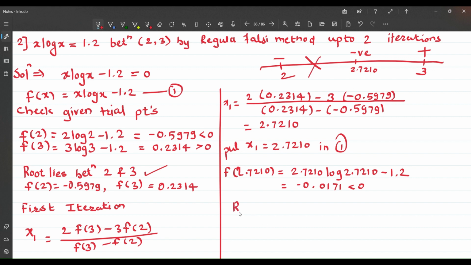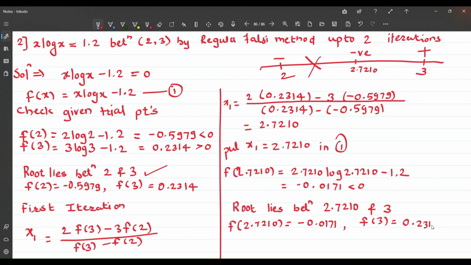Then the root lies between, our new interval is this one, 2.7210 and 3. Okay, this is our new interval. For this we need the function values. f of 2.7210 we have just solved, and f of 3 is 0.2314. Okay, these are the two values.